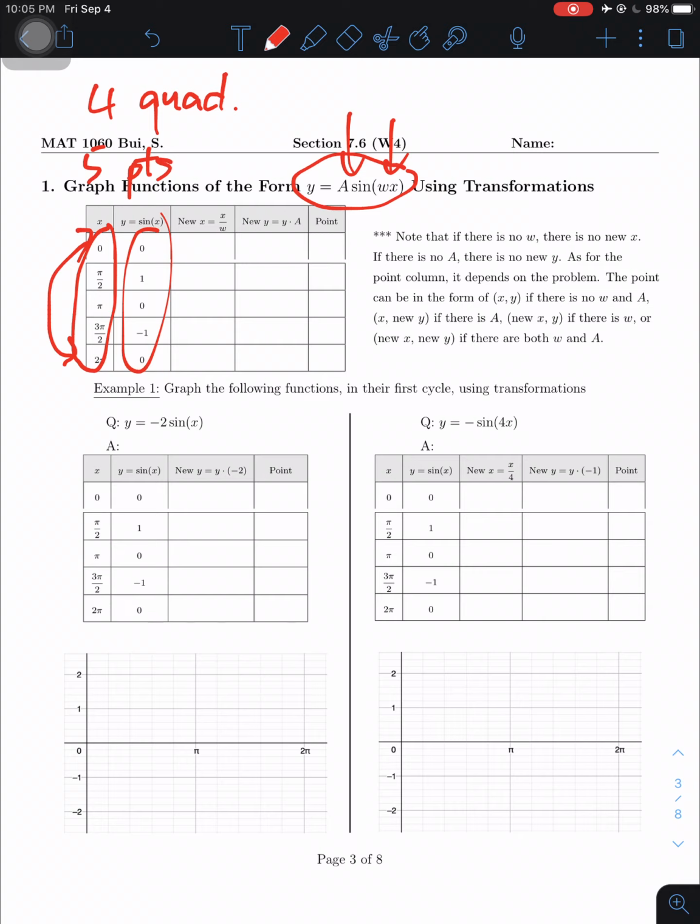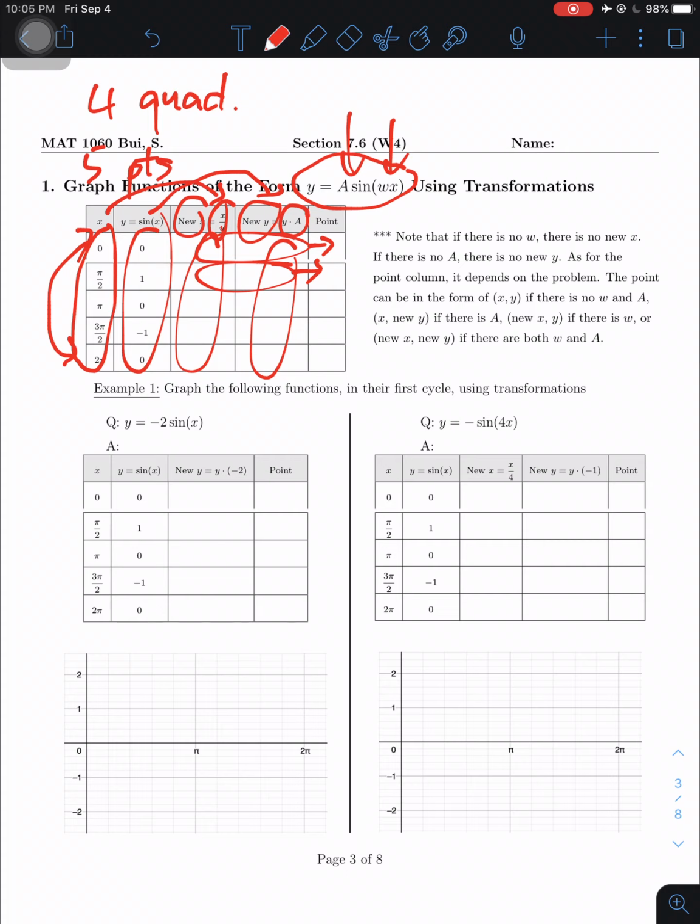Okay, and now if you want to get the new x, then you're gonna use the old x divided by w, okay? And if you want to get the new y, you're gonna use the old y multiplied by a, okay? Then you're gonna get a whole set of new x's and a whole set of new y's in there, and then you put the x and y together, and you're gonna get the point. Okay, simple enough, right? It's a lot to memorize, I know, but it's really simple compared to the second method. If you have to use a transformation, it's gonna be harder.